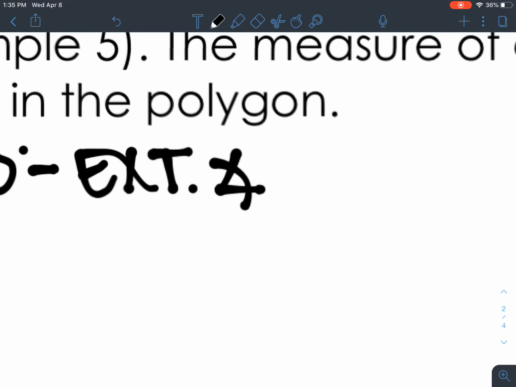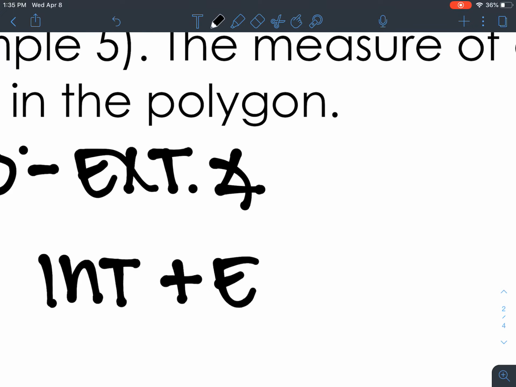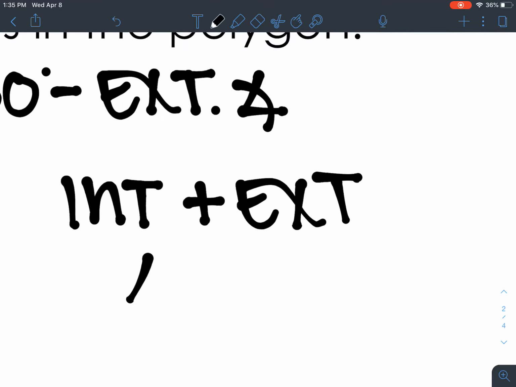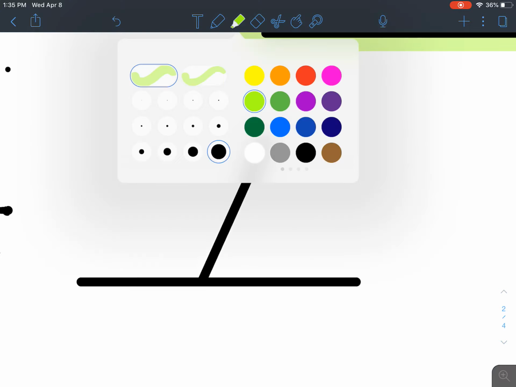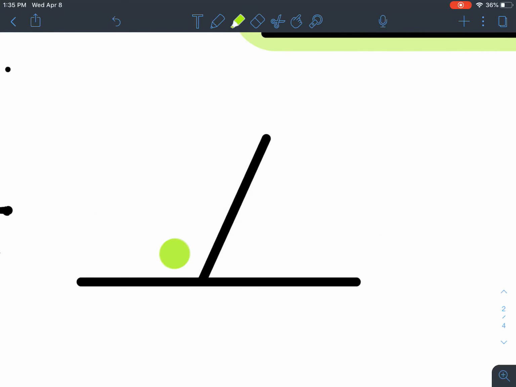So now let's talk about the relationship between an interior and its exterior angle. Let's say I'm trying to draw my interior versus exterior angle, and this is the picture I'm drawing. This is my interior right here, and this is my exterior angle. What's the relationship between them?